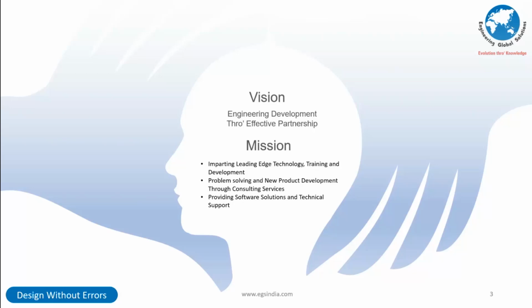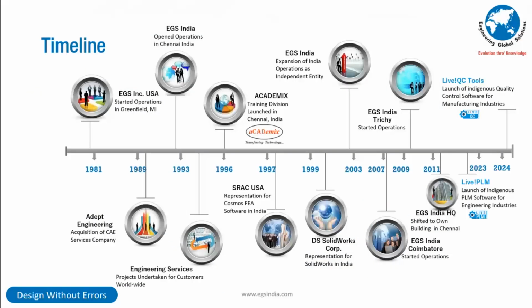EJS India was started from our parent organization, EJS Incorporated USA, which was started in 1981. In India, we commenced in 1993 after I returned from the US. In 97, we started our academic trainings division. We started becoming associated with SolidWorks Corporation just after the beginning of 1999, and we have been with them on this course for the last, this is our 26th year.